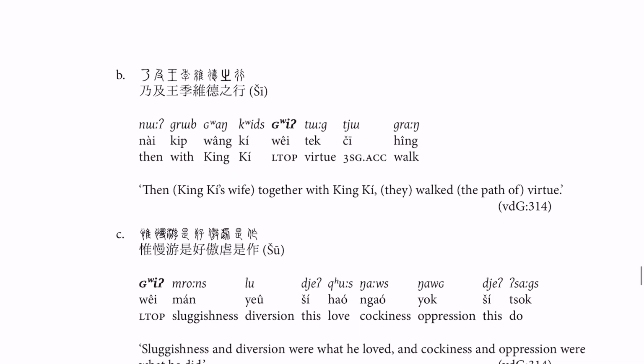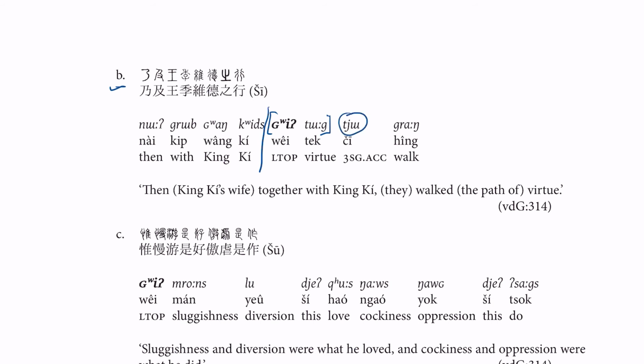Similarly, in sentence B, nu grub guang quiz gui tu jiu grang. This sentence consists of two parts. The first part lays out the background. Then with King Qi, the subject of the sentence is King Qi's wife. So it says that King Qi's wife, together with King Qi, did something, and that something is specified in the second half of the sentence, where we have a topicalized direct object, took. Took means virtue, and it is fronted to the left of the verb with the help of gui, the topic marker. Interestingly, it is not only fronted, but also resumed by a resumptive pronoun, zi, which is just the third person accusative pronoun here.